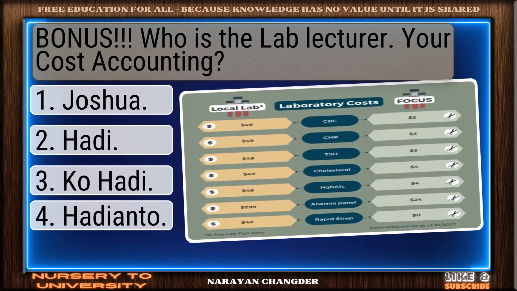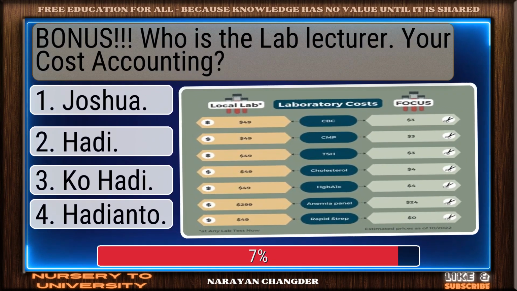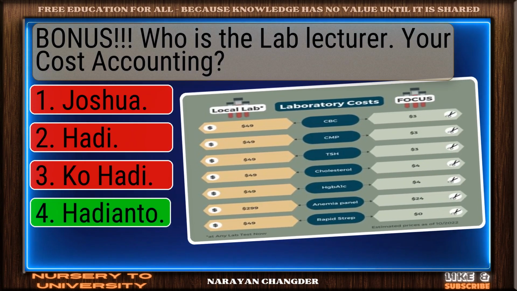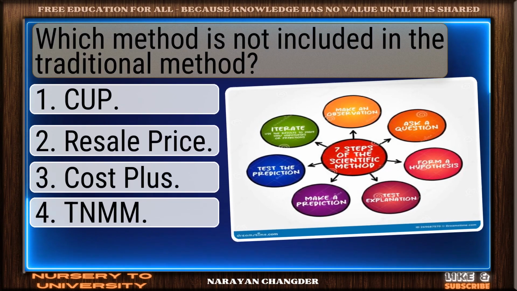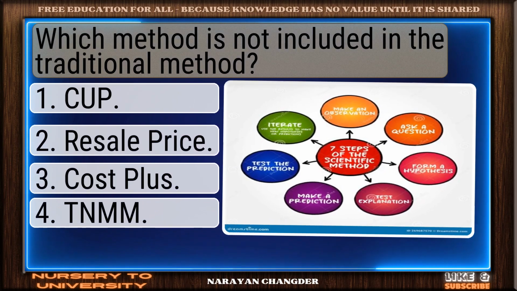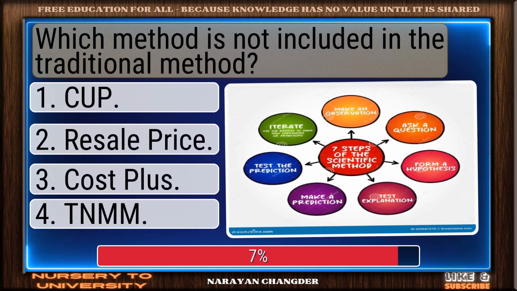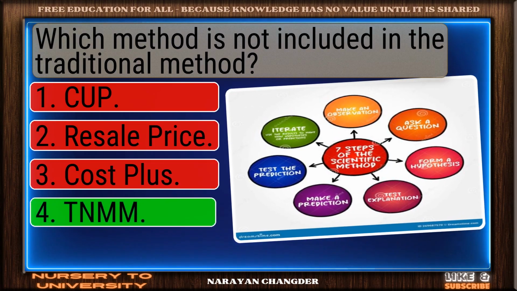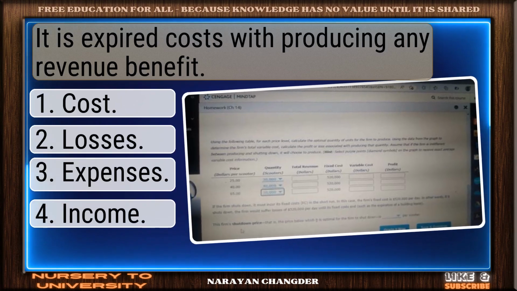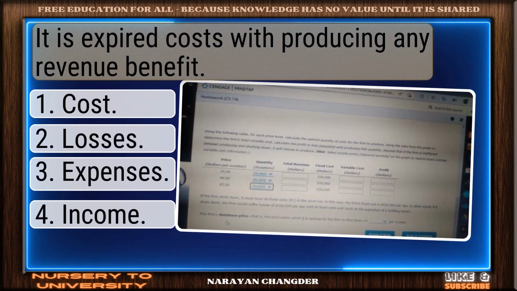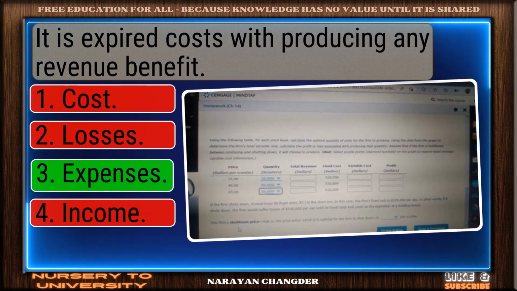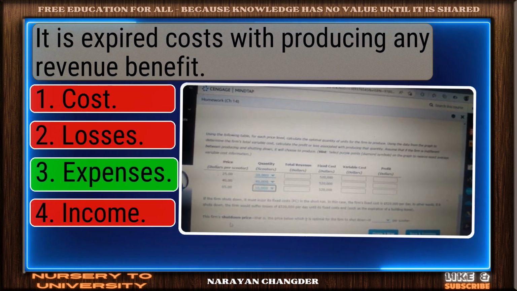Bonus: who is the lab lecturer for your cost accounting? Perfect. Hedianto is the one. Which method is not included in the traditional method? Right choice. Time is best. It is expired costs without producing any revenue benefit. Nice work. Expenses fits perfectly.